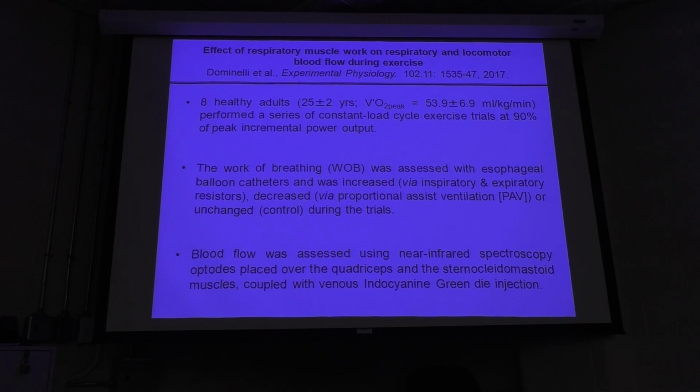And then if you pair these measurements with injection of this dye, what they call ICG, you can actually measure from the bolus injection into a vein and its appearance at the muscle.